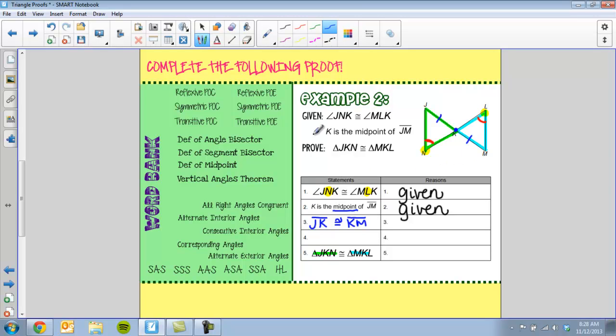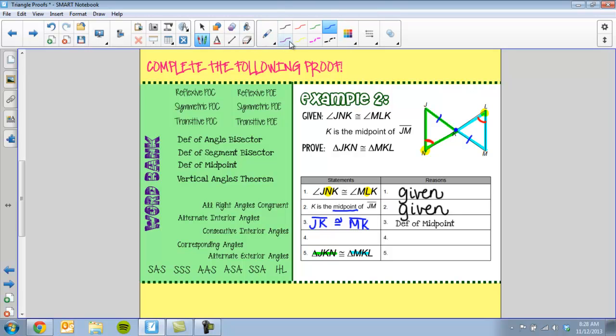Now, I did a minute ago say that order does matter. Since we know what we're trying to prove, technically we know that J corresponds to M. So you could also write JK is congruent to MK. And the reason for that is definition of midpoint. Alright, easy peasy lemon squeezy. Not meant to be difficult.